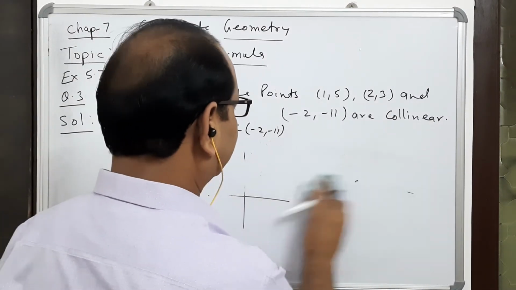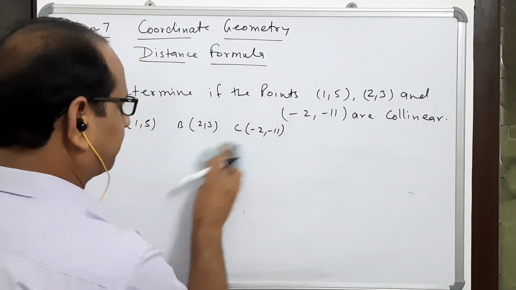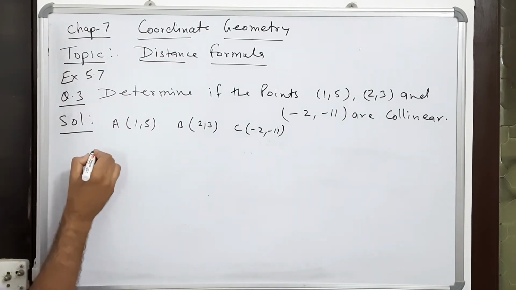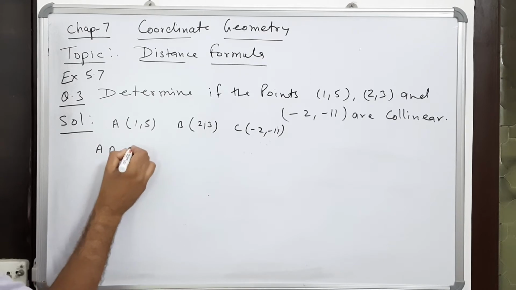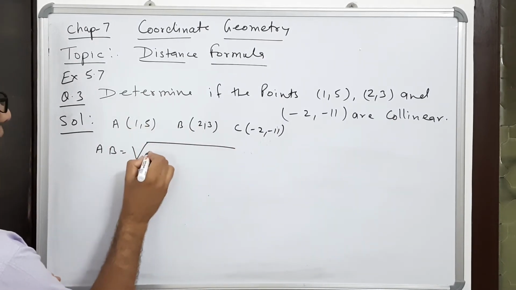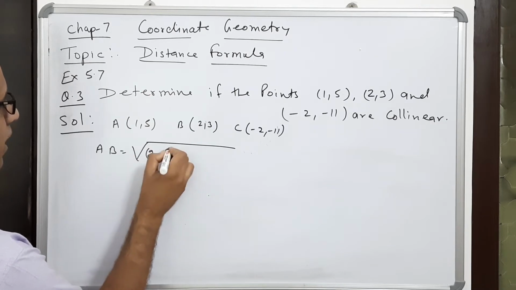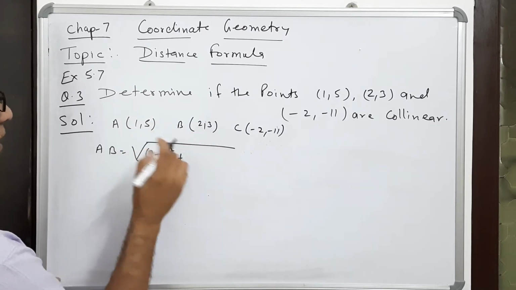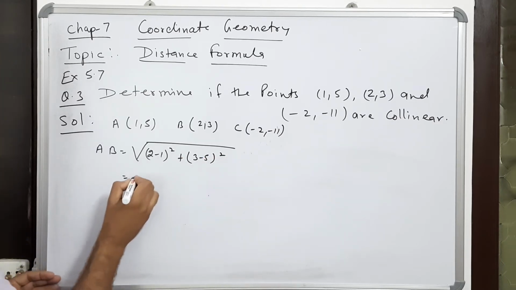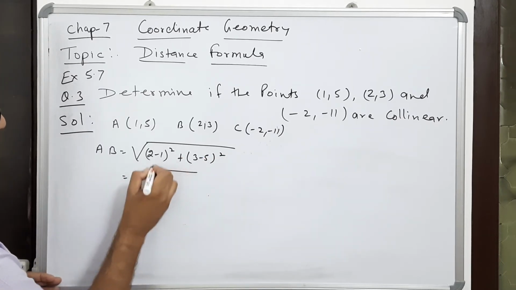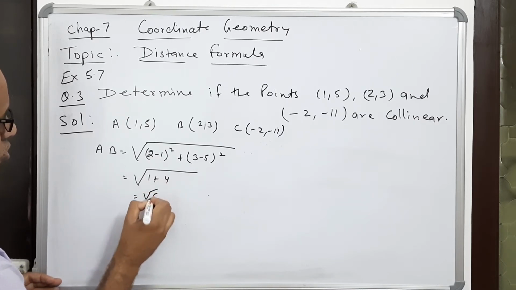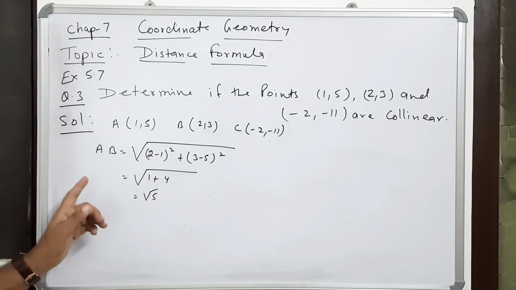When we calculate AB using the distance formula, AB will be the square root of (x2 minus x1) whole square plus (y2 minus y1) whole square. So it is (2 minus 1) squared plus (3 minus 5) squared. The answer is 1 plus 4, so it is root 5. That is the length of AB.